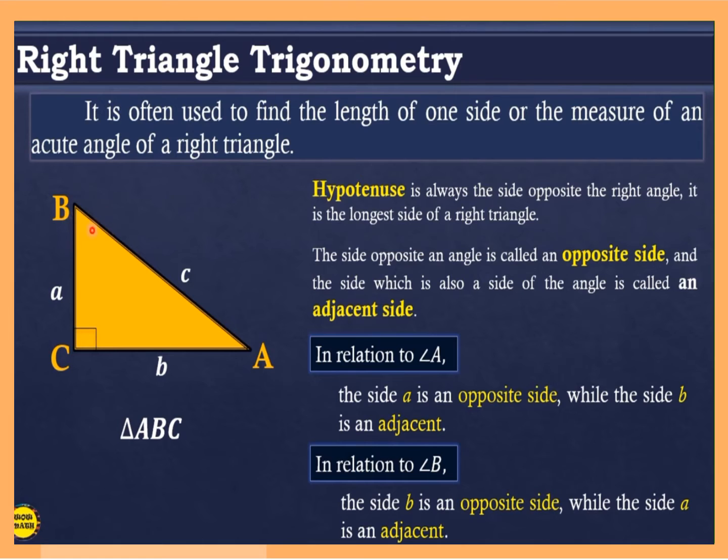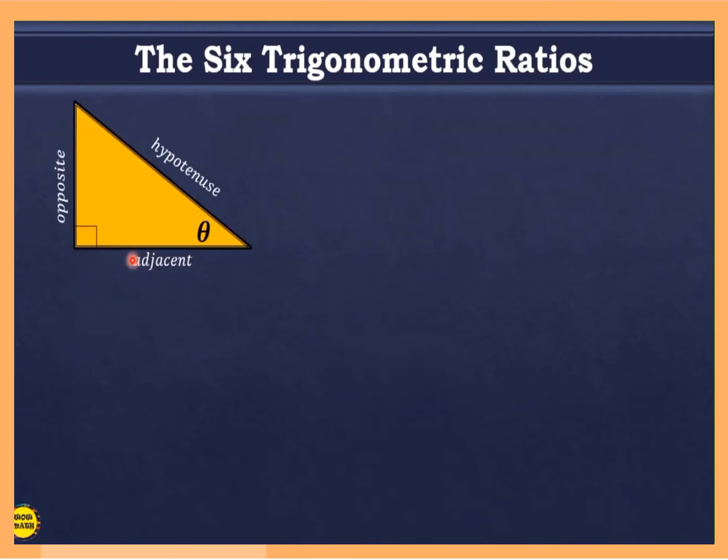Kung ito yung angle mo, ito ang opposite, ito adjacent. Kung ito ang angle, ito po ang opposite, this is your adjacent. Ito po palagi ang ating hypotenuse. This cannot be an adjacent side and your opposite side.